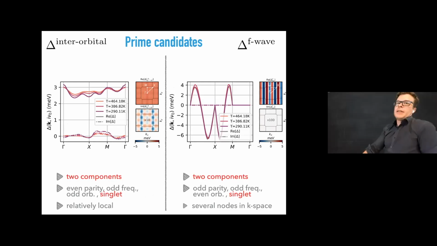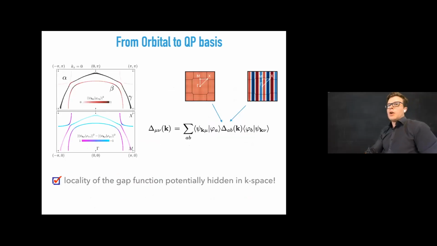Yes, this is in the orbital basis. So we need to go now back to the quasi-particle basis in order to see what these kind of gap functions do on the Fermi surface. And that's actually crucial, because you might say this interorbital gap function looks basically k independent. So where should the nodes come from that we see in experiments, and so on and so on.